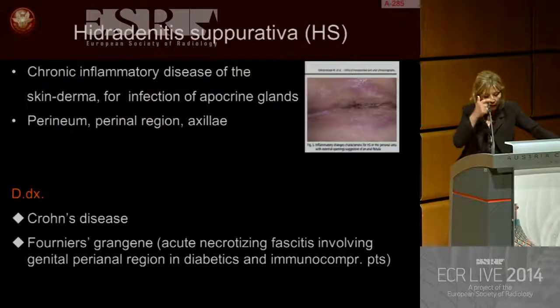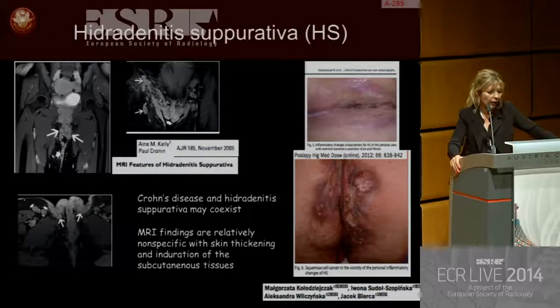And just very quickly, a few differential diagnoses, and probably the most important is hidradenitis suppurativa, which is a chronic inflammatory disease of the skin and dermis due to infection of apocrine glands, which affects the perineum, the perianal region, and axilla, and may be unresponsive to medical treatment, sometimes being treatable only surgically with large amputations. Sometimes it may be associated with Crohn's disease, and this makes the differentiation very difficult. Sometimes it may lead to a cancer.